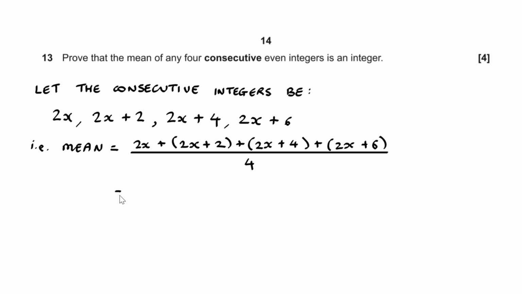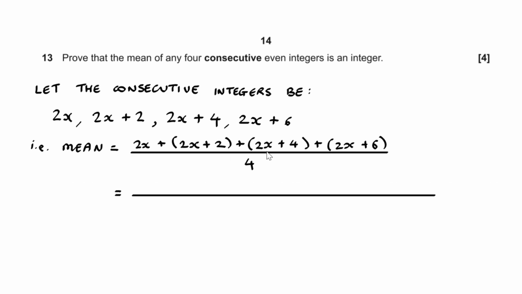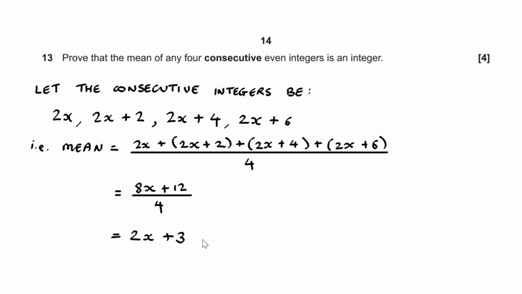So what you can see here then, what we have is 2x plus 2x, that's 4x, plus another 2, that's 6, and plus another 2, that's 8. So we've got 8x, and then we've got 2 plus 4 plus 6, that's 12. So we've got 8x plus 12 over 4, which if we simplify all of this, it turns out we get 2x plus 3, which is an integer. And that's of course assuming here that x belongs to a set of integers.